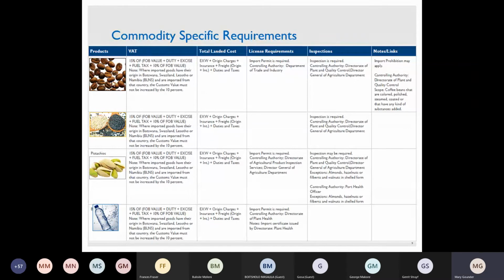So if you're looking at something like coffee, you will be required to get an import permit, or the buyer needs to get an import permit. And in general, cargo will be inspected by Plant and Quality Control or the Department of Agriculture. And in the case of coffee, there are import prohibitions. So you cannot have coffee beans that are colored, polished, steamed, and so on. So we have a full list of all the commodities, and we have every single requirement for them. So it's just an easier way for you to figure out, okay, you want to export something, what are the costs involved?